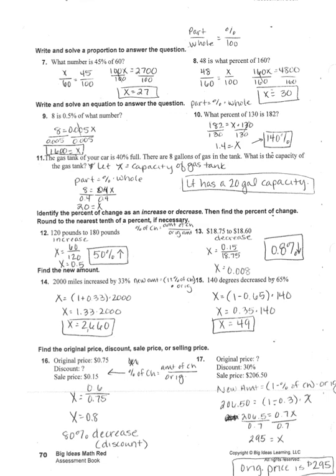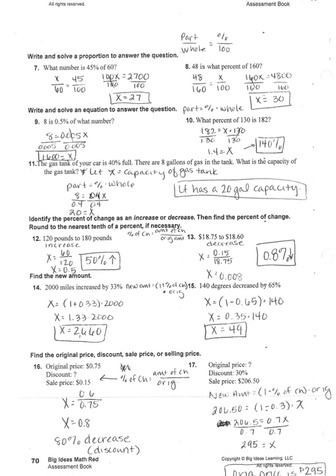This next page, we're going to be using a couple different formulas here. So if you see numbers 7 and 8, those are your basic is over of equals percent over 100, part over whole equals percent over 100 problems. So you'll see those at the top there. So is over of. We talked about that. So that's the percent proportion, or you can use the percent equation, which was part equals percent times whole. Either one works. So what number is 45% of 60?